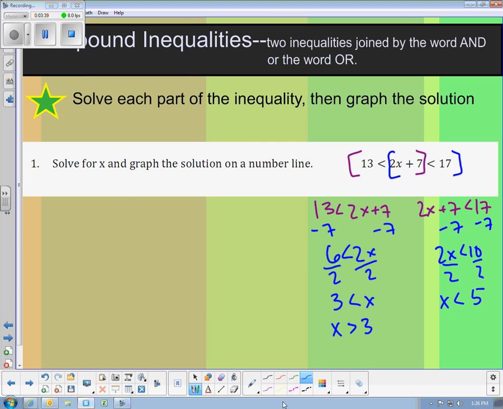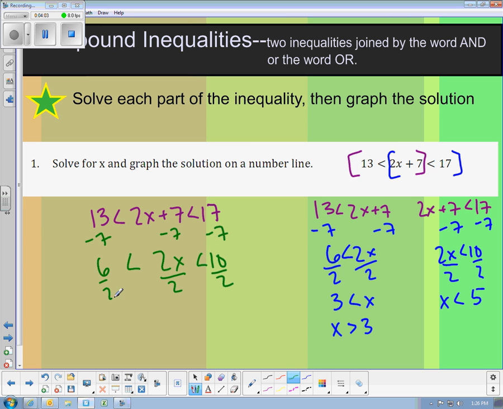Once you get better at these, or if you've done them before, some people are okay with doing them together, just as they're written in the same sentence. So I could do something like this. I'm subtracting 7 from the middle. I need to do it from here and from there as well. So I get 6 is less than 2x, which is less than 10. And then I divide by 2. I do it from both sides. So I have 3 is less than x, which is less than 5.